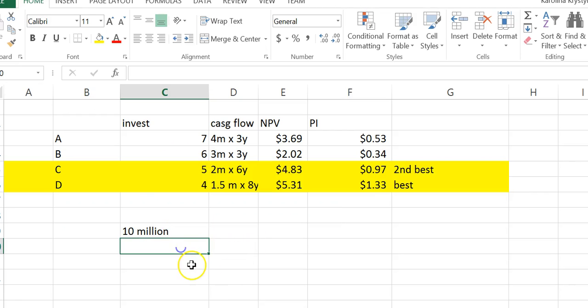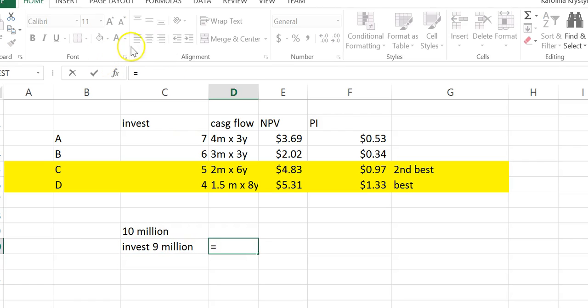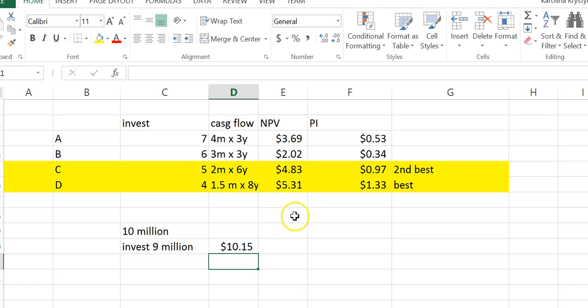To summarize those projects, we're going to invest 9 million, and the net present value of those projects combined will be 10.15. So yeah, the answer is D and C, which is answer E.